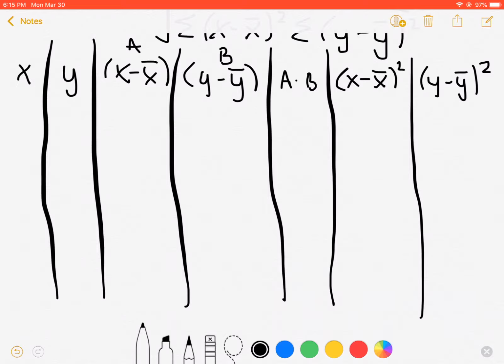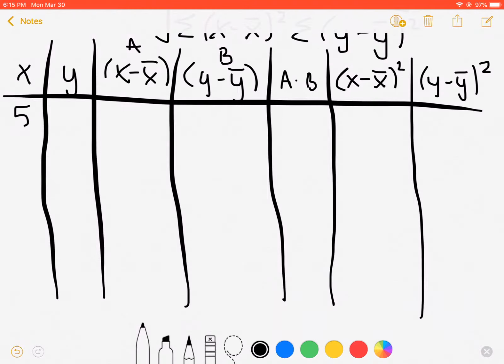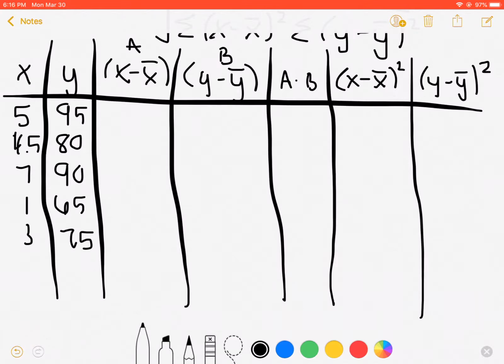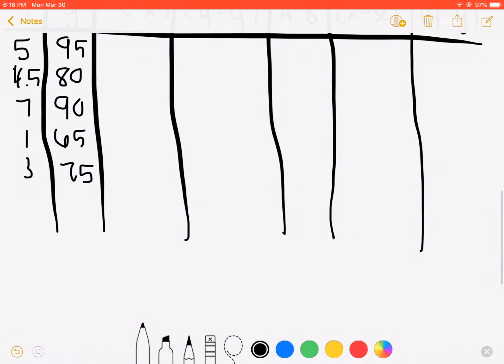Helps me organize it. So my x values are 5, 4.5, 7, 1, and 3. My y values are 95, 80, 90, 65, and 75. And the first thing I do is I find my total of the x and y. So I add my x's together, and I get 20.5. And when I add my y's together, I get 405. And the reason I do that is because we have to find our mean.